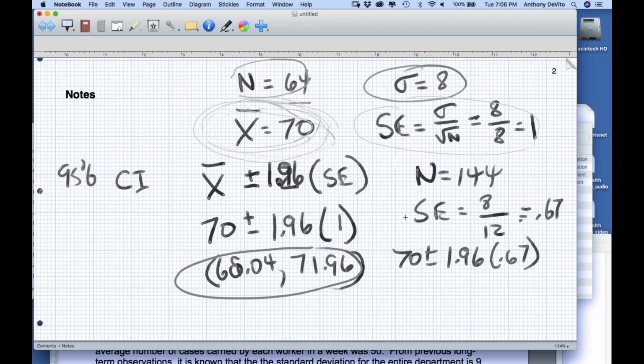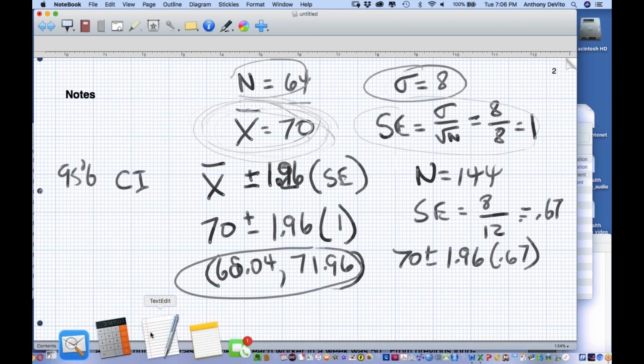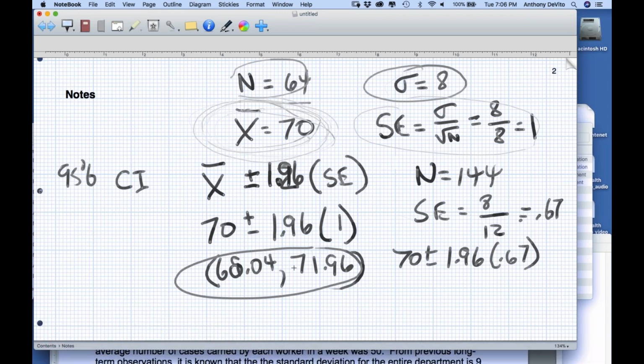Let's see what that might be. Yeah, I'll take your word for it. How much was that? 1.31? Okay. And you just mentioned something interesting. This number that I'm adding and subtracting here, that's the margin of error. When you put the standard error and the z value that we're using together, you call that the margin of error, which kind of makes intuitive sense.